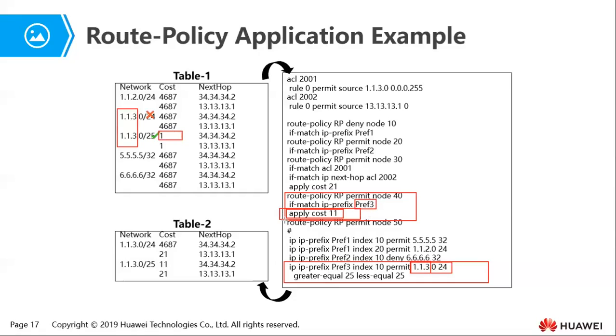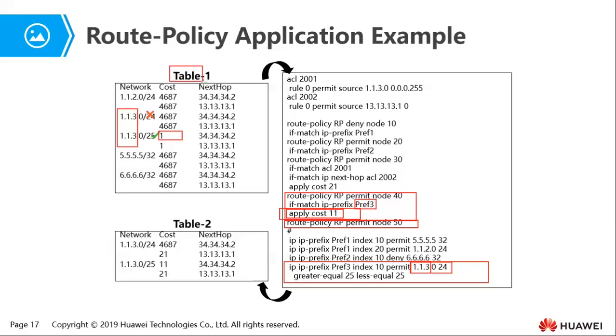Now, the last one here, route-policy RP permit node 50. It's simply the very last one so that we can permit all the others that have not matched any routing policy. Because by default, if you don't match anything, then we simply deny. So the very last route policy has to have a permit clause so that other routes can also be learned.